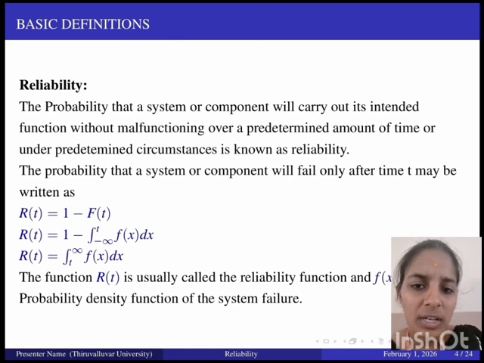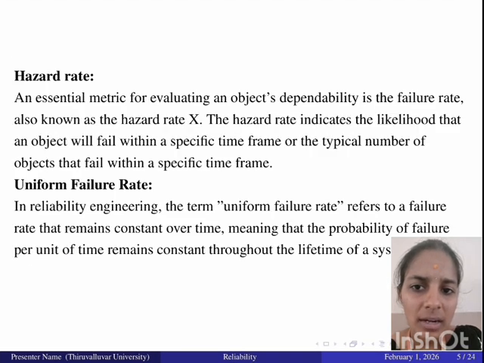of the system failure. Next is hazard rate, an essential metric for evaluating an object's dependability, also known as the failure rate or hazard rate. Hazard rate indicates the likelihood that an object will fail within a specific time frame, or the typical number of objects that fail within a specific time frame.